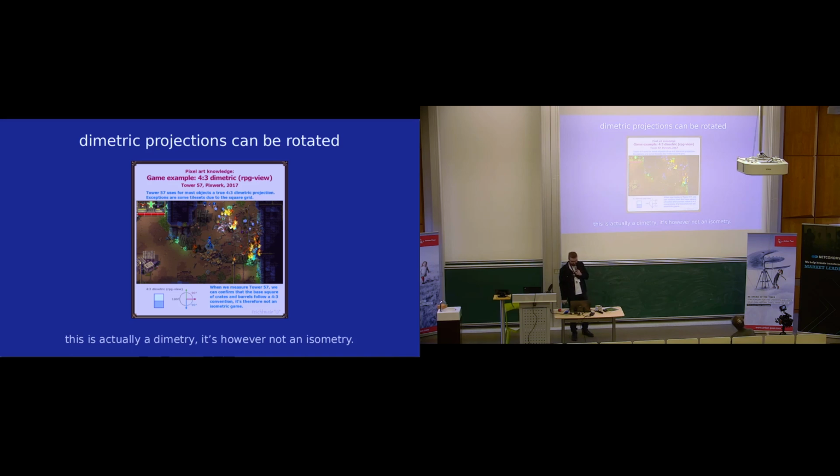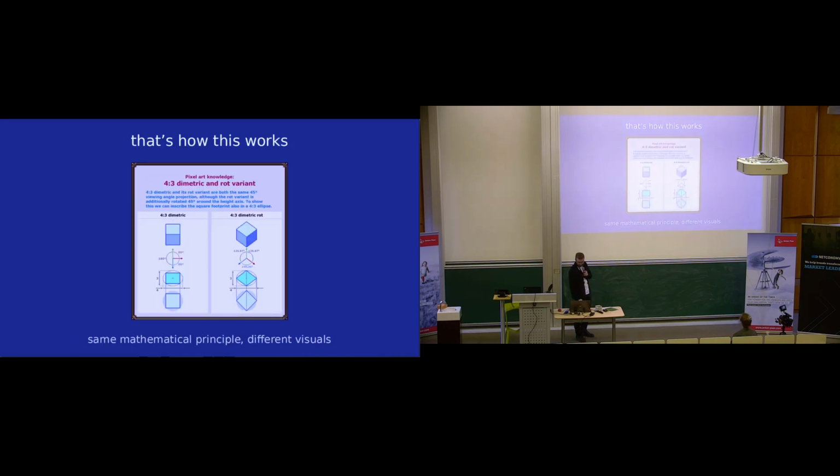This is one I made, where there is more or less a correct volume. This is like the flat view, and some people call this isometric. I don't know why. This is a dimetry. You can also rotate those: you just take the two planes and rotate them. Now it's a rotated dimetry.